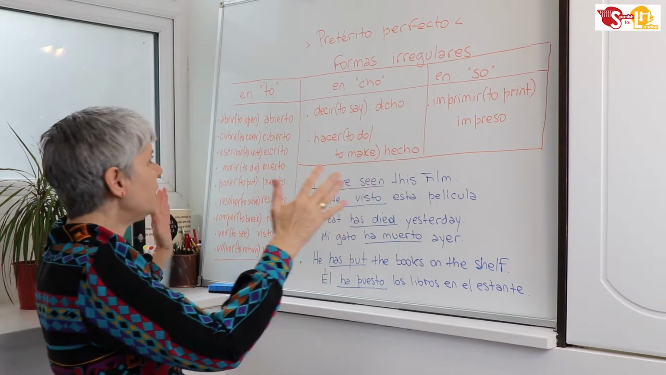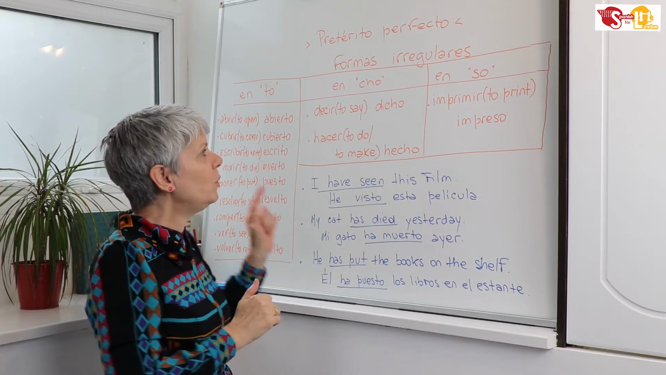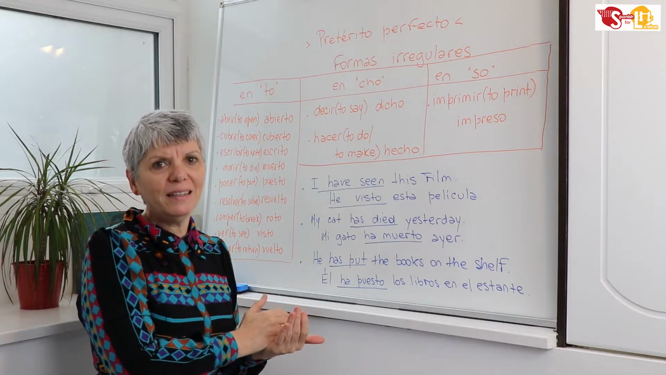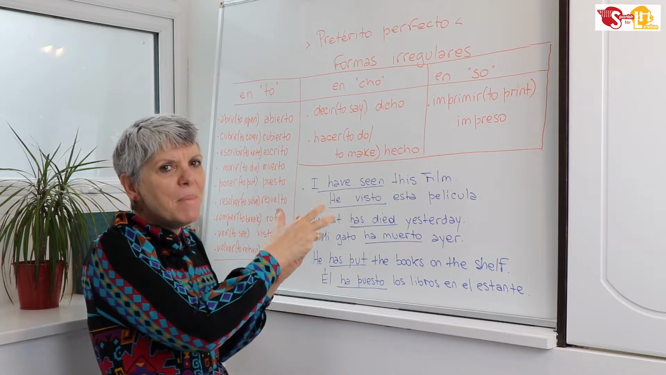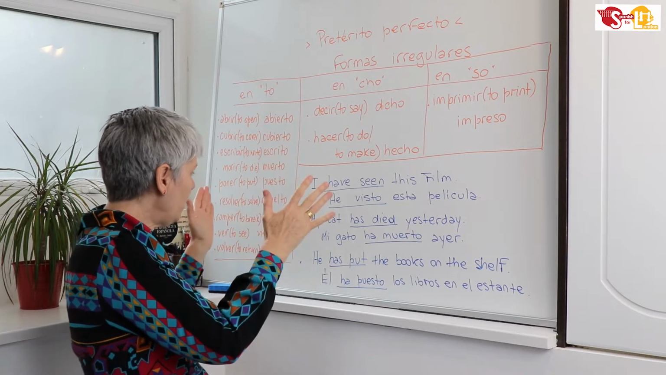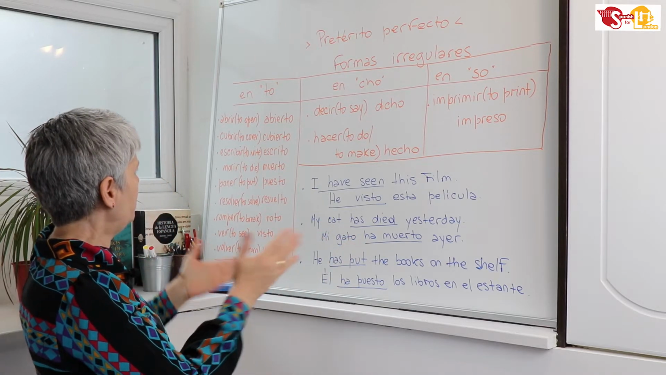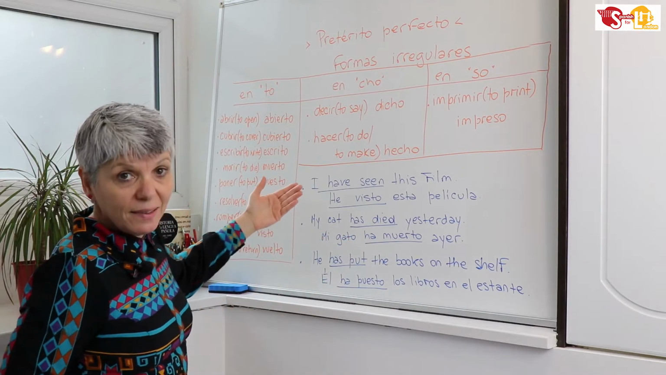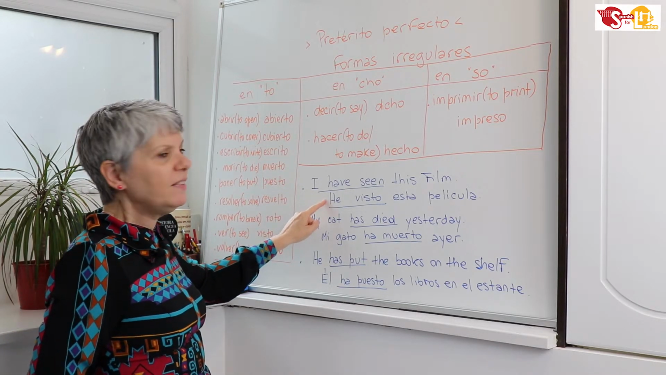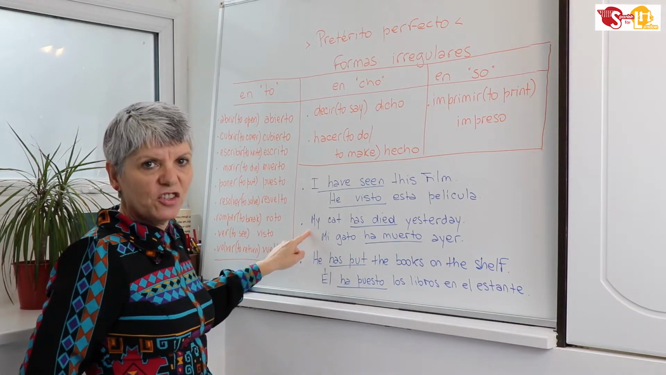So you have to remember these irregular forms because you will be using these forms not only in this tense, but also in other tenses where you need this as a main verb following the verb to have. So remember these forms is not a big deal because you have less than 15 words to remember. So let's see some examples now. I have seen this film. He visto esta película.